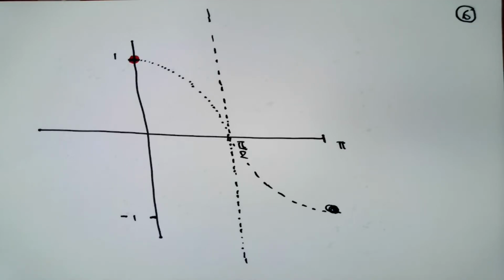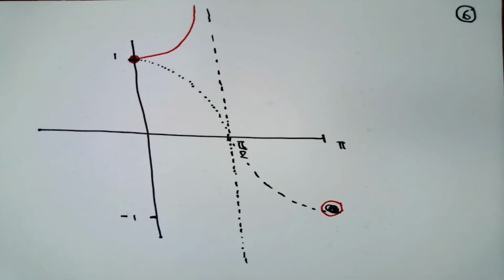The part of the graph of the secant that lies between 0 and pi over 2 is this picture, with a vertical asymptote at pi over 2. On the other hand, cosine of pi is -1. Secant of pi is 1 over cosine pi, which is also -1. So this point is also on the graph of the secant.